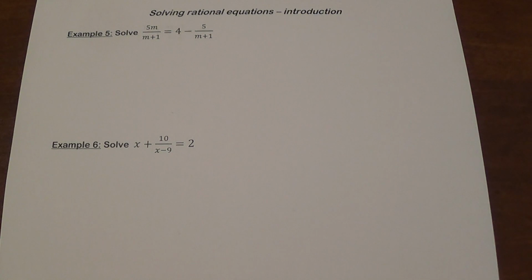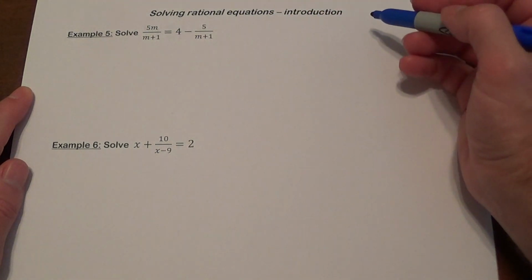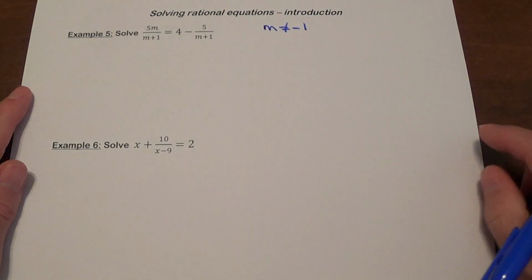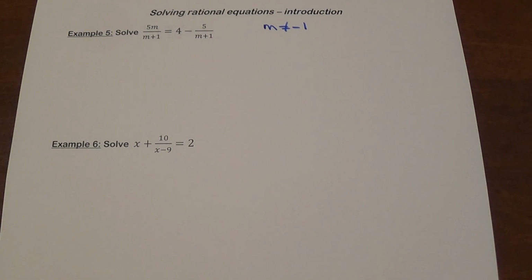So now we're getting into problems where you have something that does not look like a fraction, and that method that we just used is not going to work. Are we still looking for excluded values? Absolutely. So here we'll look at the denominator. It's the same denominator in both fractions. So we want to make sure m does not equal negative 1. That's going to be our excluded value. And now we can go ahead and proceed with that.